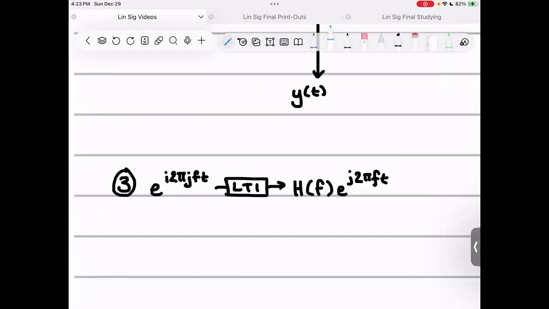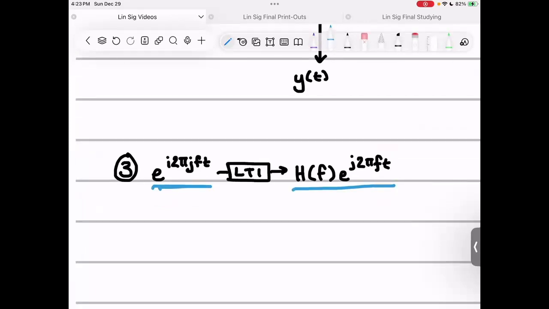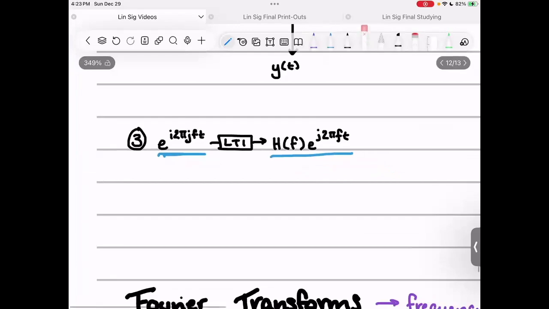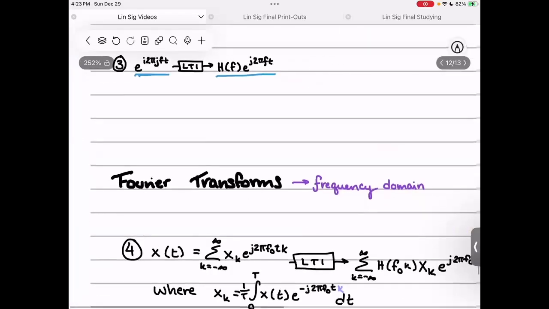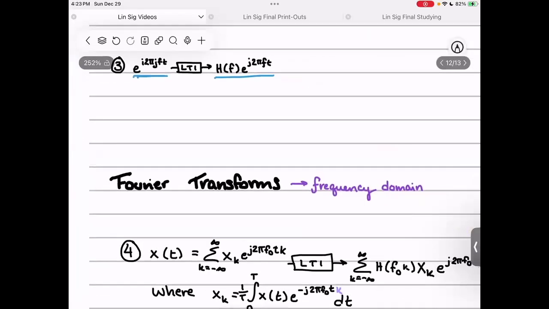Next is the eigenfunction property, where if you have a complex exponent like this, that you can get into this form where there's an e to the i 2 pi f t, you can plug it into the system, and this is what your y ends up looking like. So that's the eigenfunction. And then the final thing we're going to look at is the Fourier transform.